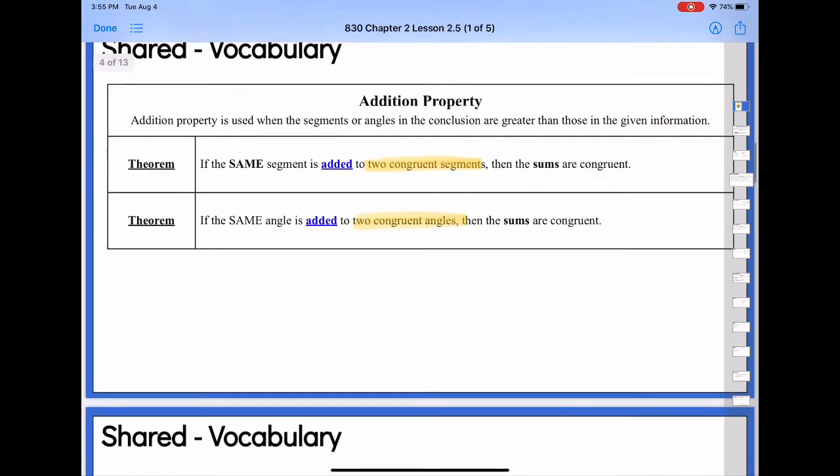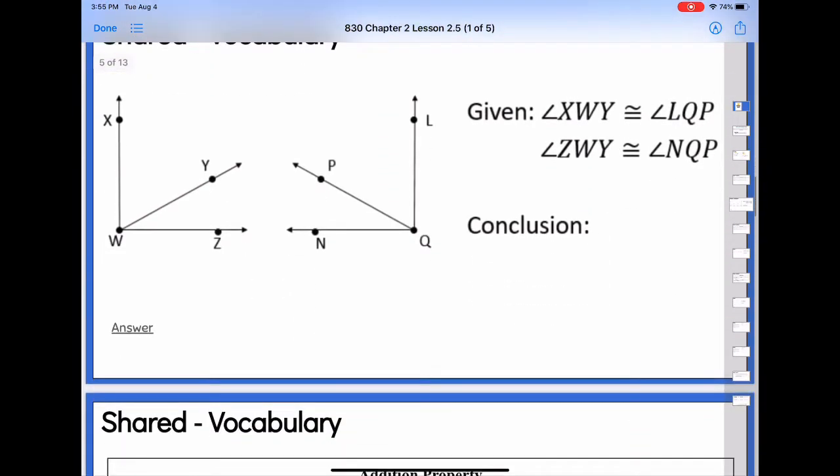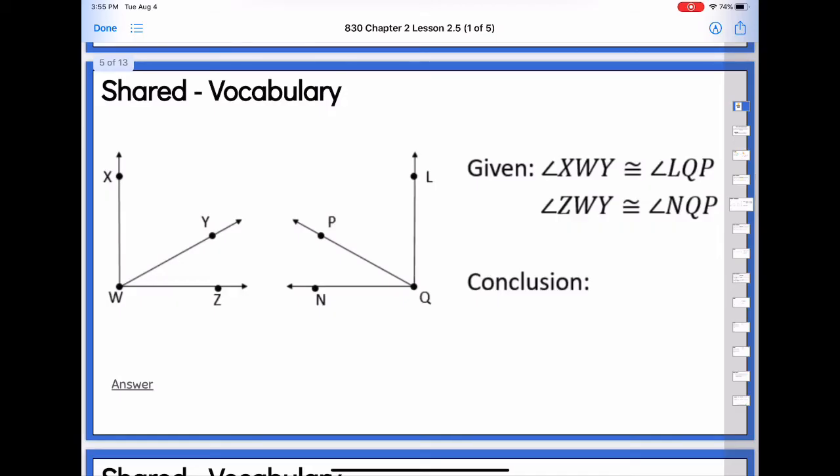All right, so the same segment added to two congruent segments, then the sums are congruent. Or the same angle added to two congruent angles, then the sums are congruent. And we had to make sure that we had two congruent things that we were adding that same one to. But that's our first addition property. Pretty cool, right?